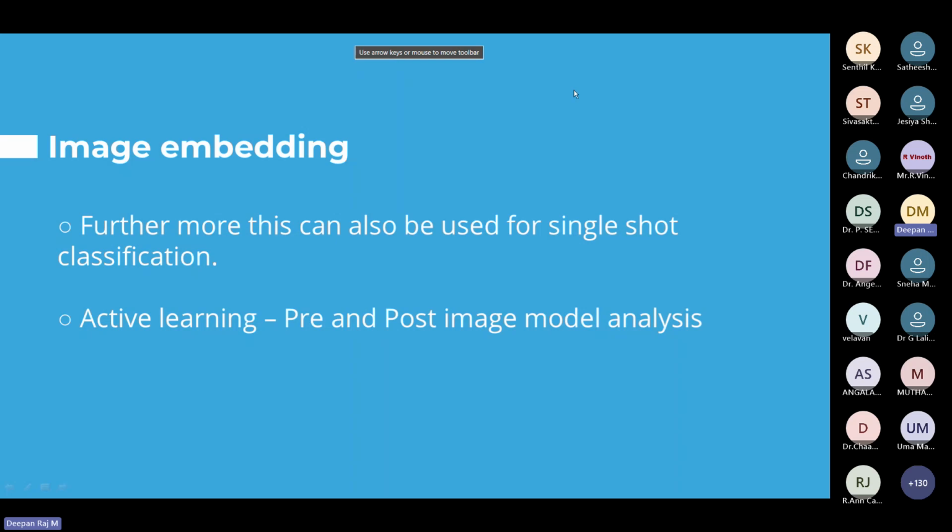And yes, you can also use it for active learning, for pre and post model analysis, to see how the model performs on similar looking images or different looking images or unique images. Those kinds of analysis can be done using the same approach. So people use pre-trained models for this case, but sometimes the data is very unique. You can also use a specific model which is trained for that specific data. So this is one method.